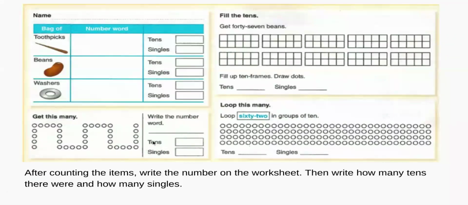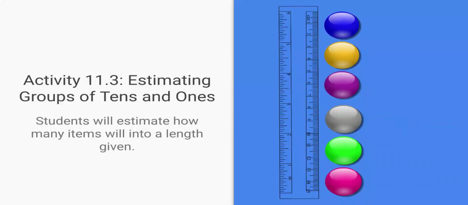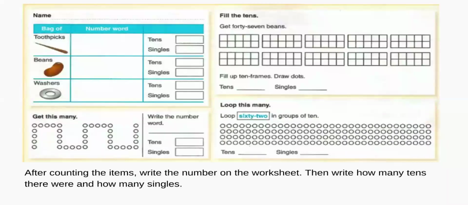And then down here, these 2 worksheets have dots. And you can get to that a little bit later, but they're like groups. You could do groups of 10 with those dots as well. But I find that the first two worksheets are a lot easier to understand and work with. So after counting the items, write the number on the worksheet. Then write how many tens there were and how many singles.